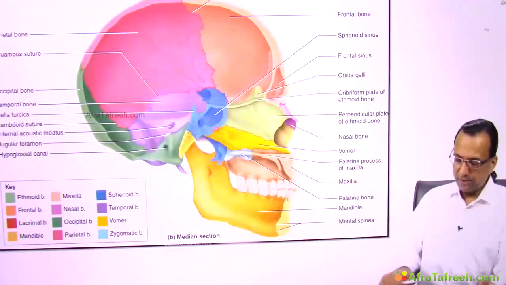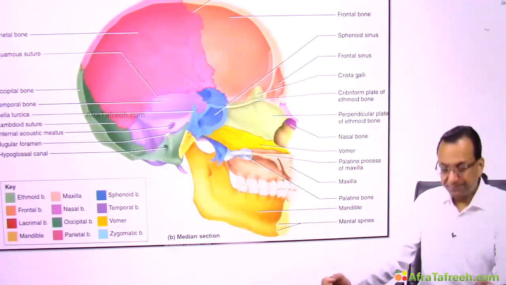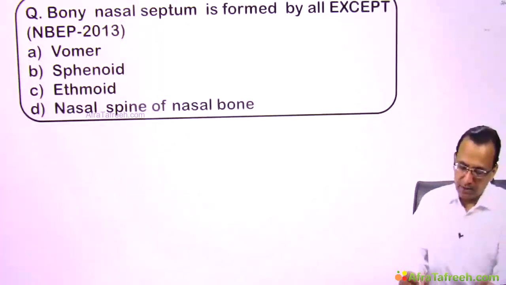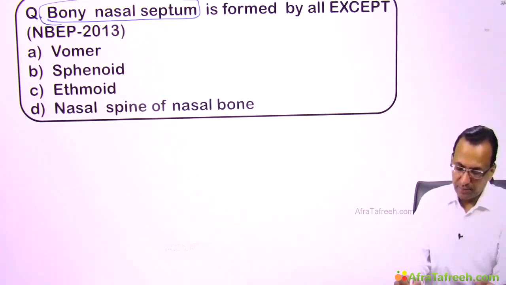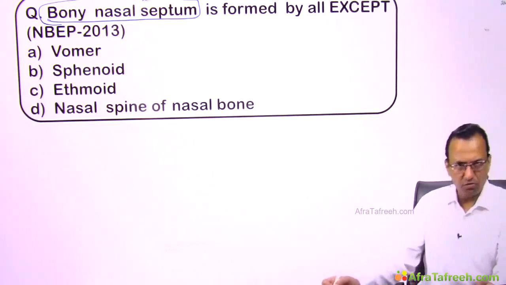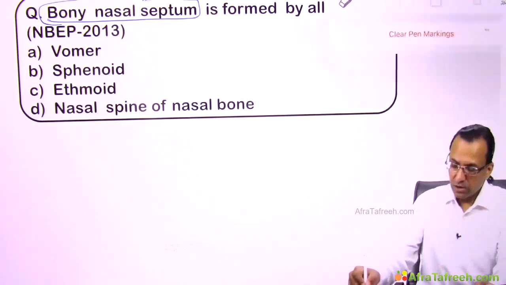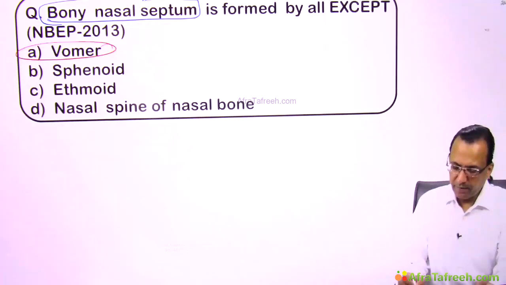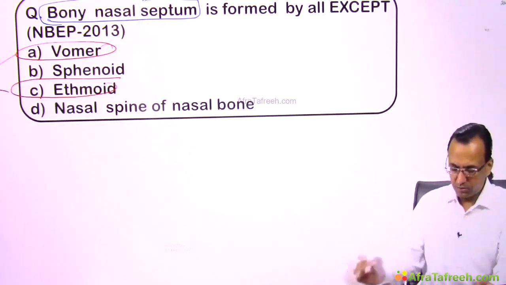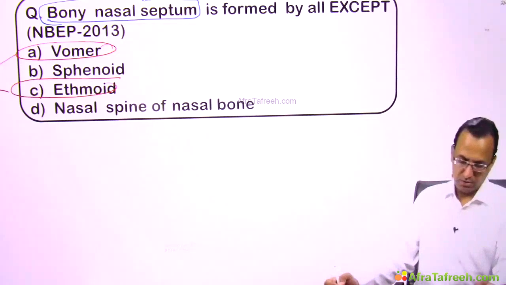Can we magnify it now? Yes, you magnify. But first you tell me the answer. Bony nasal septum. Just now you told me 2 bones: vomer and perpendicular plate of ethmoid. This I'll rule out. Now I am stuck. Sphenoid or nasal spine? Which is my answer?